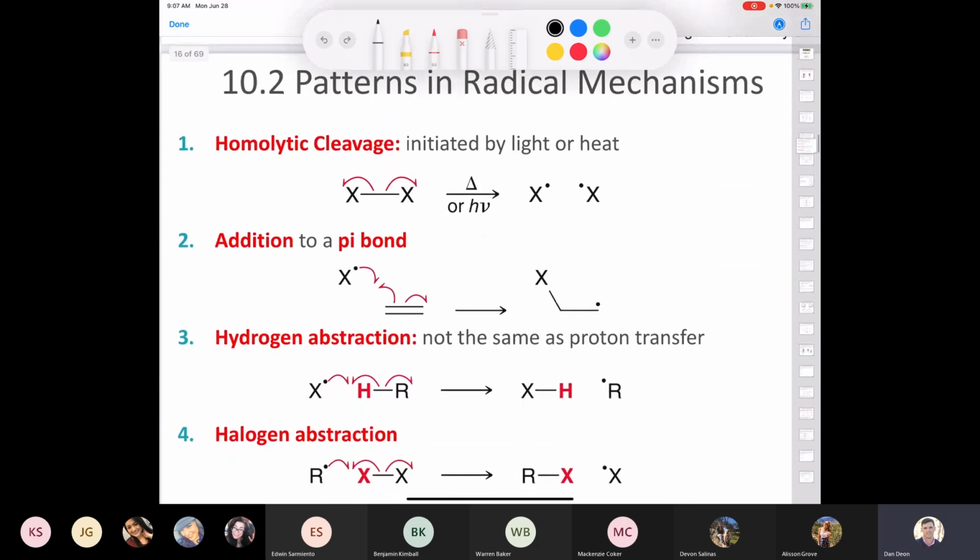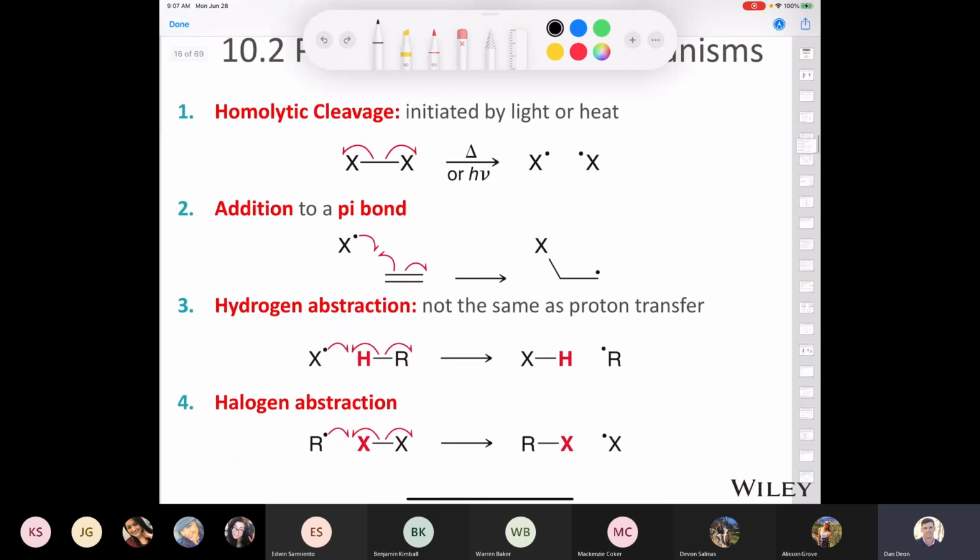The first one is a homolytic cleavage. Good news is that we've already seen that when we talked about bond dissociation energies. We saw the 2 fishhook arrows that result in a homolytic cleavage. So that's where we just take something that is not a radical, and we end up with something that is a radical. So we go from no radical to radicals, okay? So how do we do that?